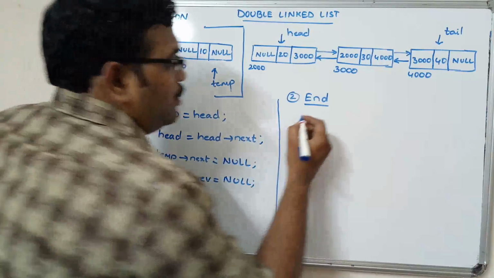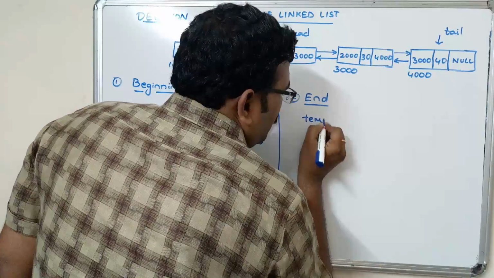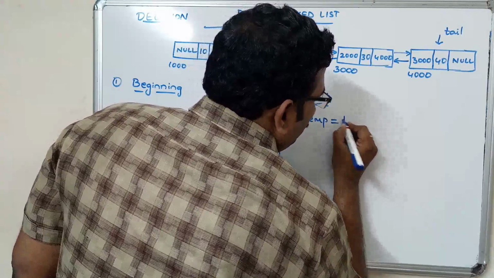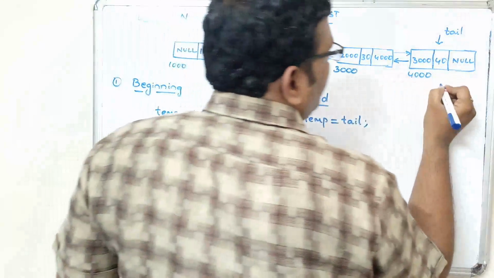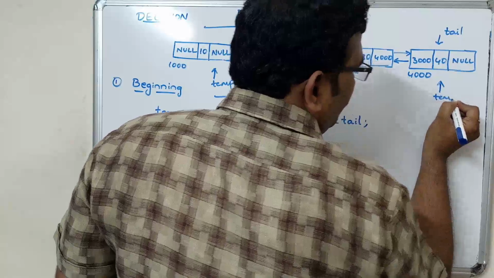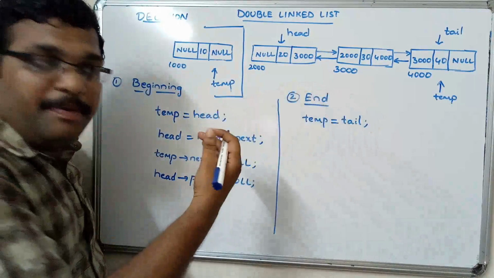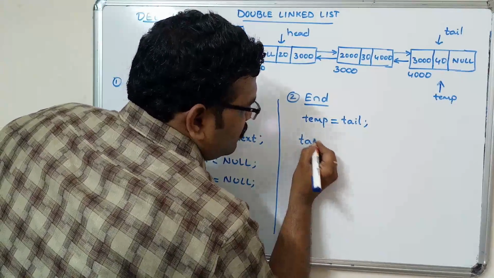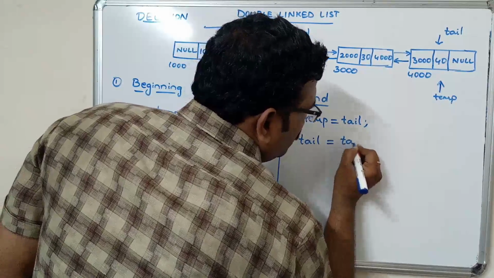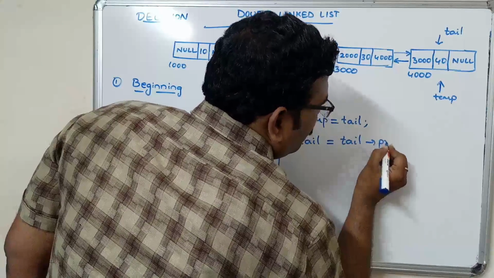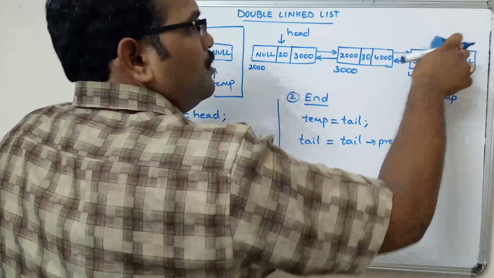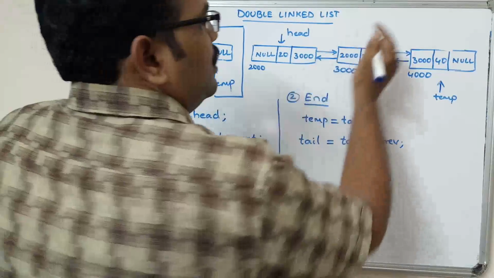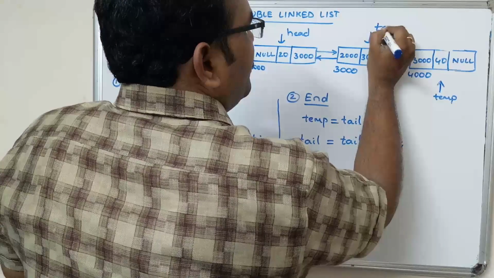So let us take temp is equal to tail, right? Temp is equal to tail. So here this is temp. Now move the tail to the previous. So tail is equal to tail of previous. Automatically the tail is moved to the previous node. So tail is moved to the previous node.